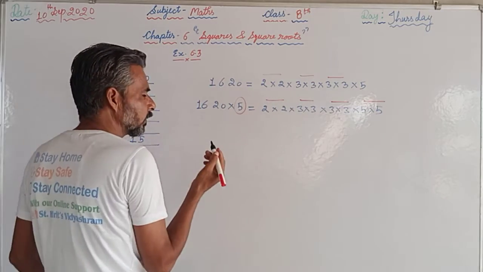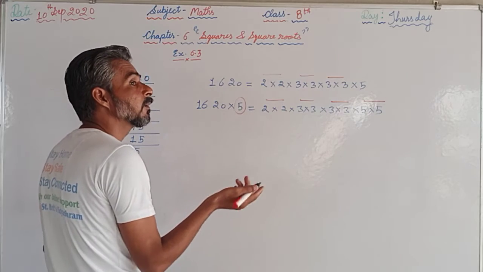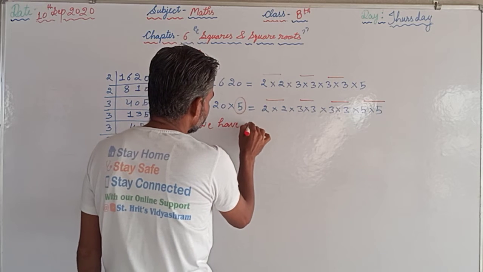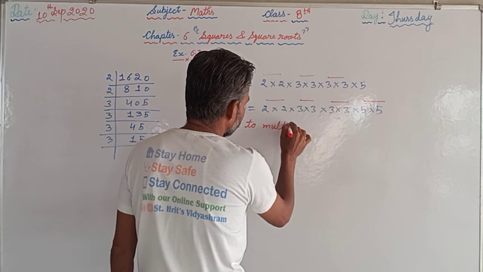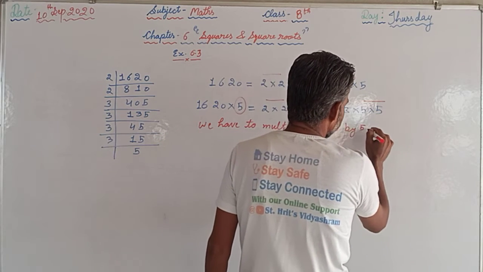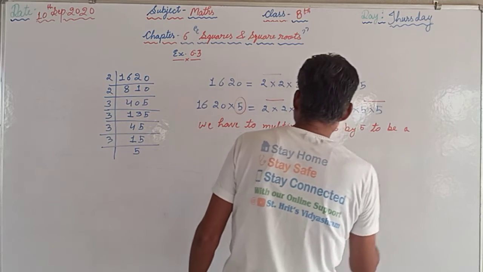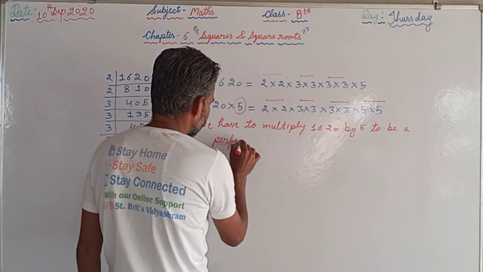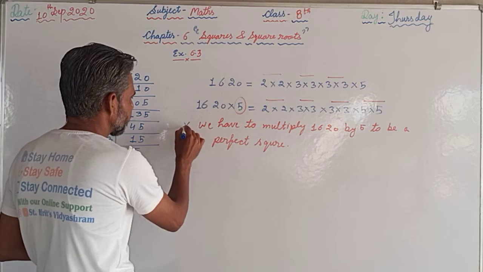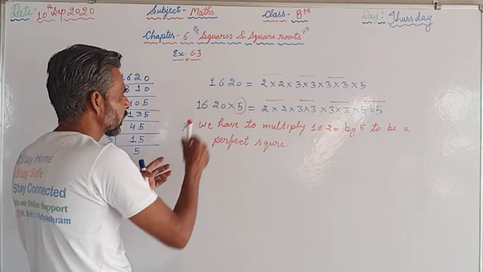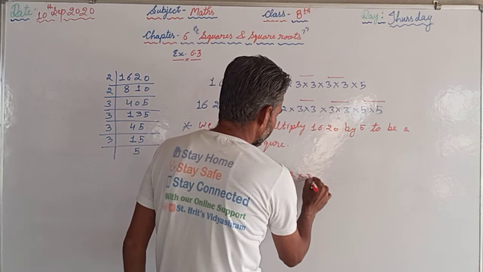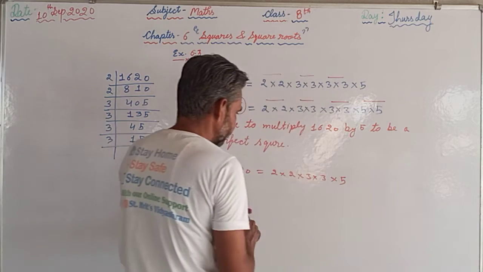So the answer for the 5th question can be written as: we have to multiply 1620 by 5 to be a perfect square. Now this was one part. Now the second one, again we have to write 1620 is equal to 2 into 2 into 3 into 3 into 3 into 3 into 5.